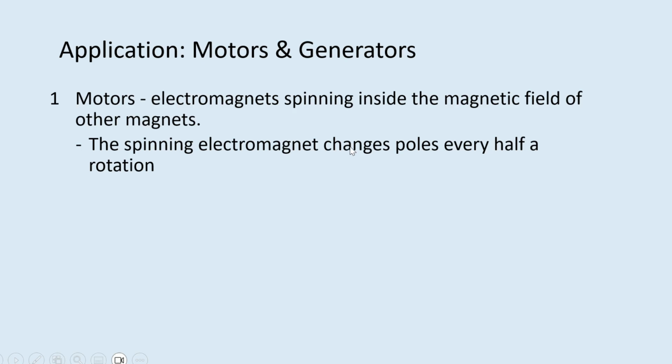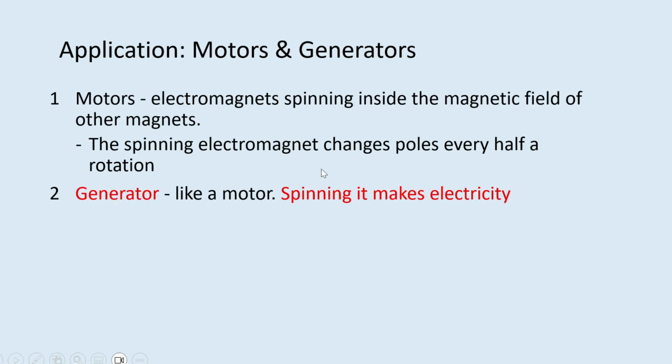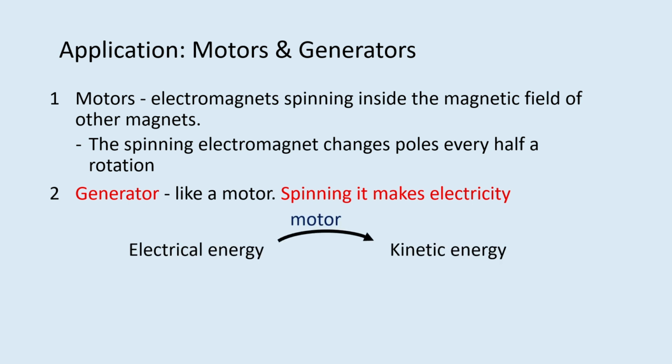The spinning magnet changes its pole every half a rotation, whereas a generator is like a motor and does the opposite. So in a motor, electrical energy is converted to kinetic energy and the motor spins. But in a generator, it's the other way around. You spin it, you give it kinetic energy, and it makes electricity.